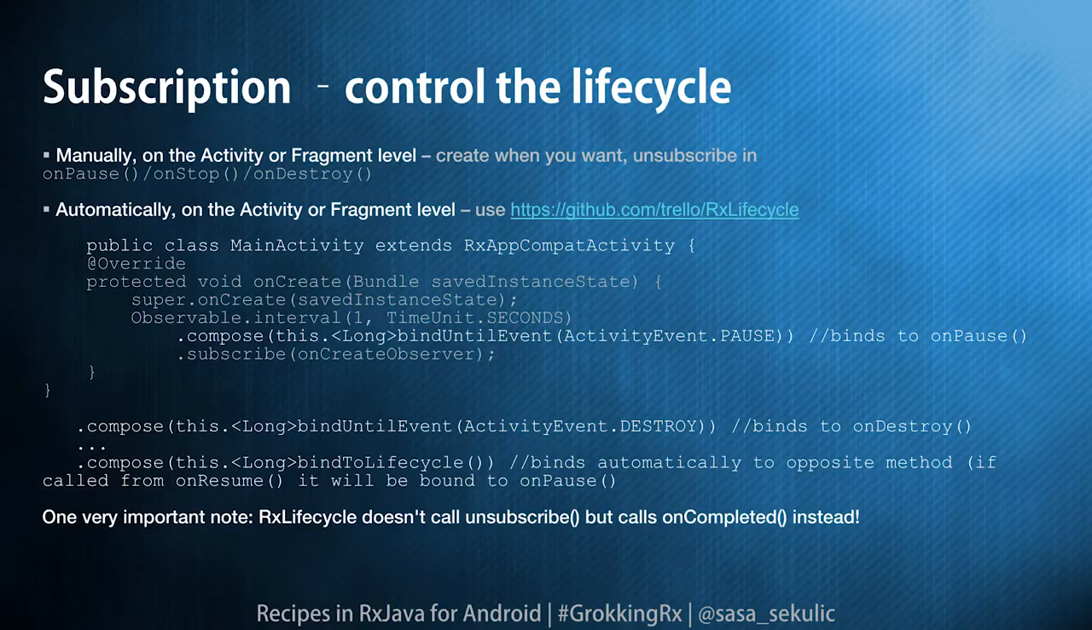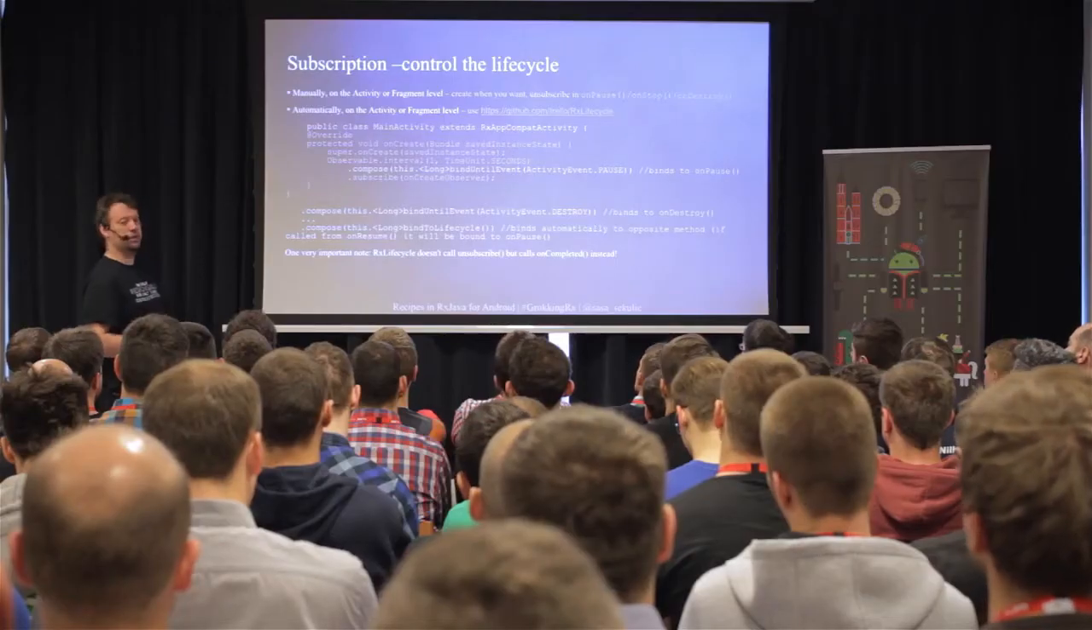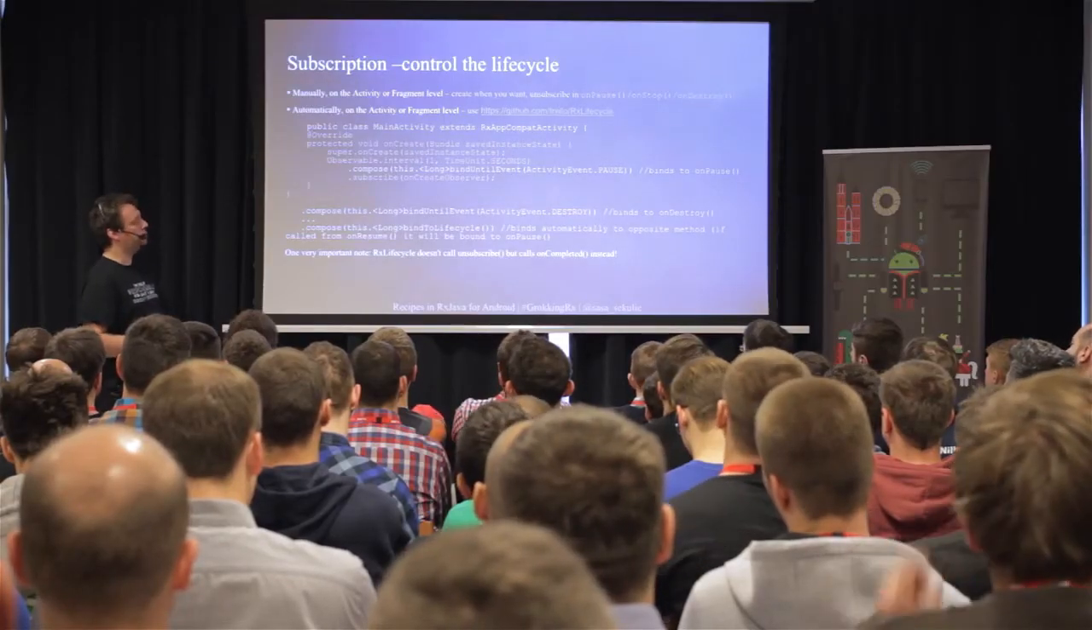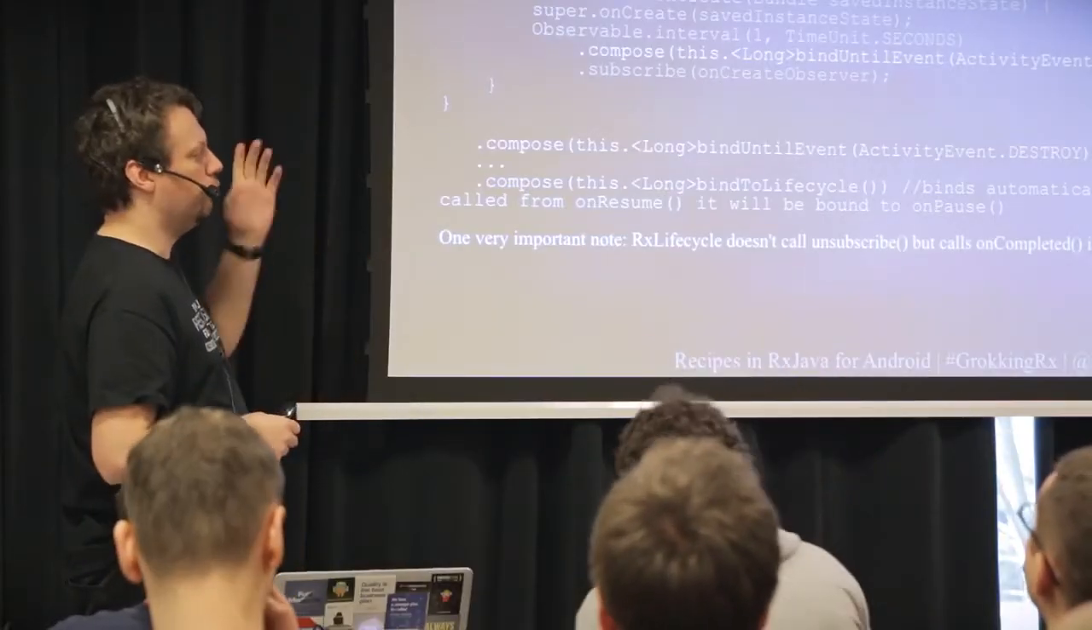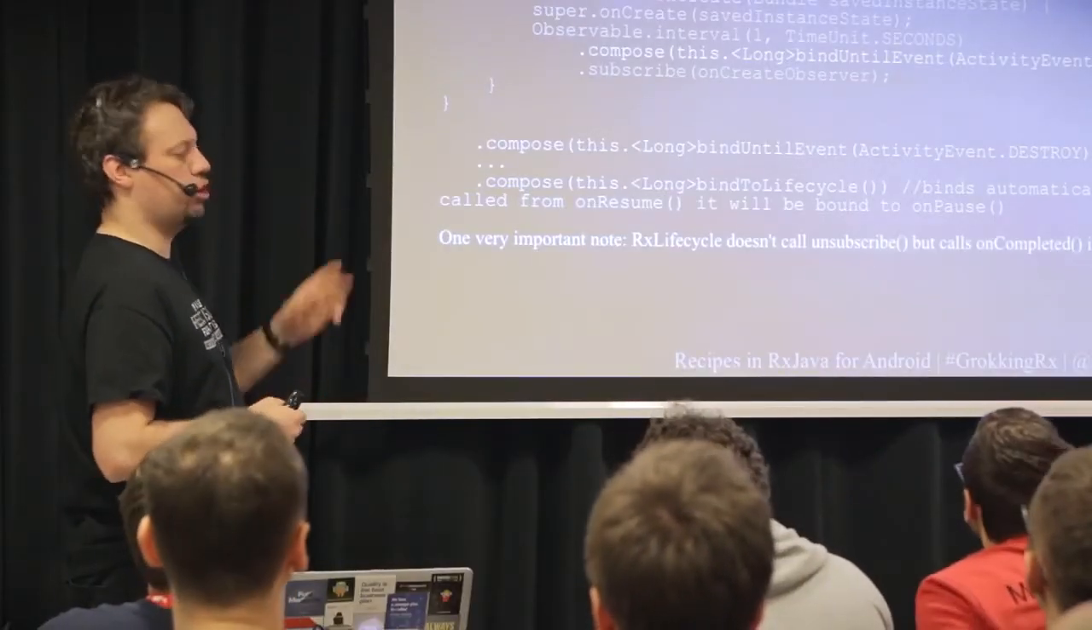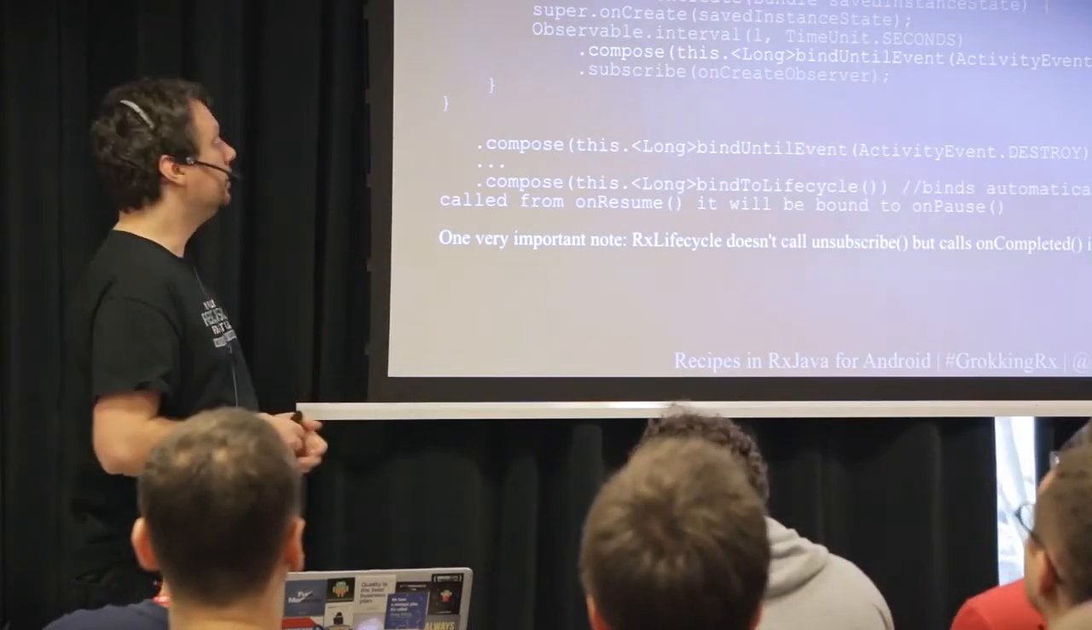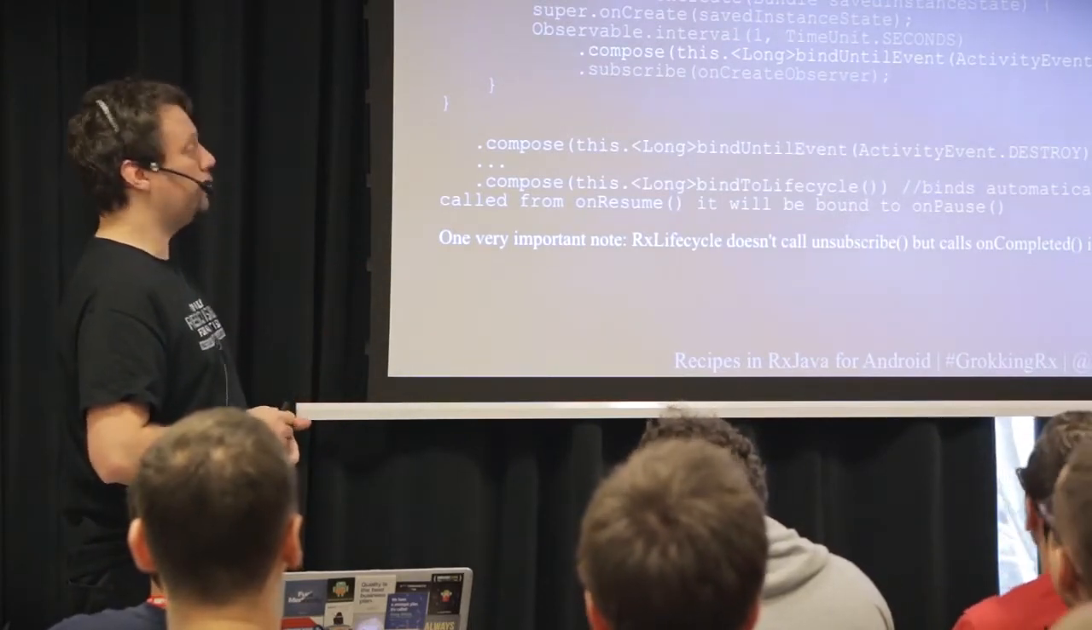So how do you control the life cycle? You can do it manually, as I said, on the activity or the fragment level. You just unsubscribe whenever you want if you don't need it. So on pause if it's UI stuff, on stop or in destroy if it's just general data stuff. You can also do it automatically.